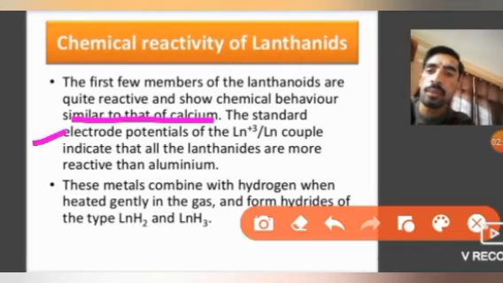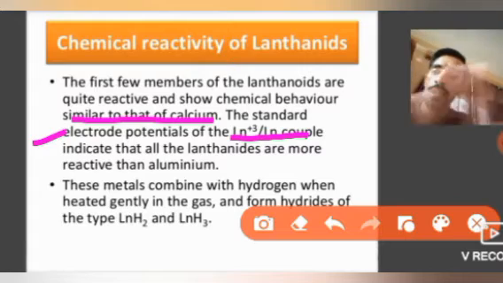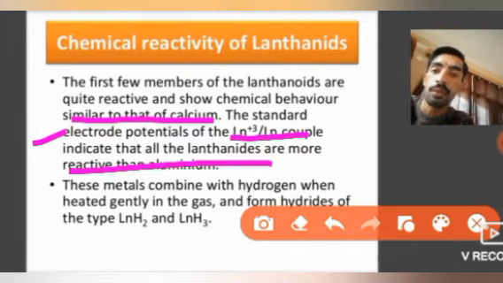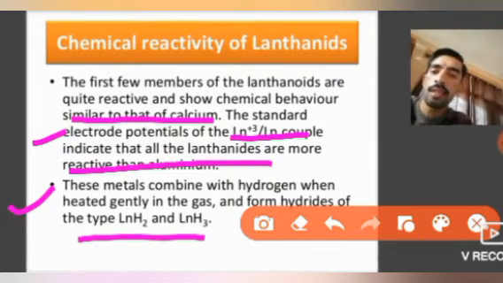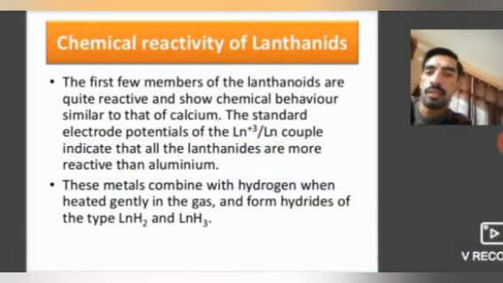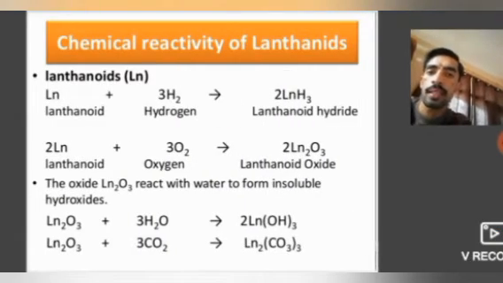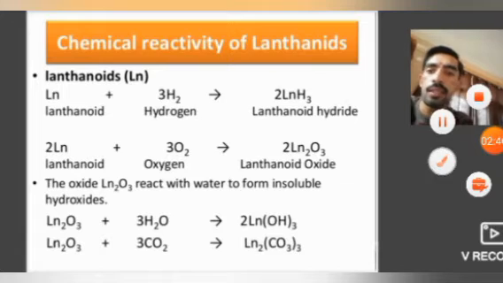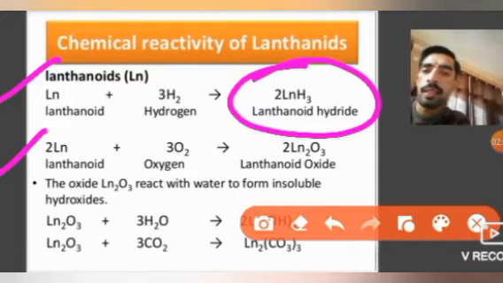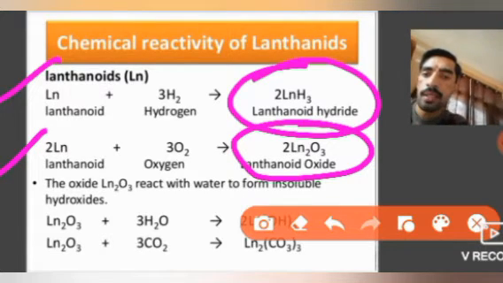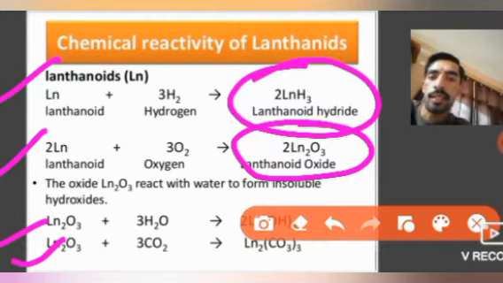The standard electrode potential of Ln3+ to Ln couple indicates that all the lanthanides are more reactive than aluminum. These metals combine with hydrogen when heated gently in the gas and give lanthanide trihydride. This is also chemical reactivity. Then next is the chemical reactivity of the lanthanoid series. When it reacts with hydrogen, it gives hydride. When it reacts with oxygen, it gives oxides. Similarly, with water it gives hydroxide, and with carbon dioxide it gives carbonate.